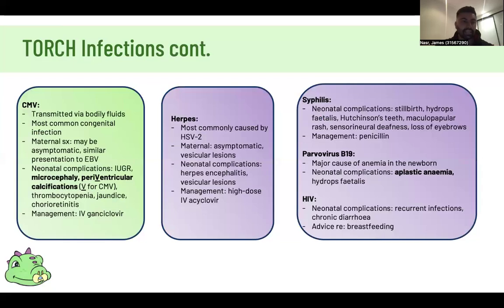Moving on to CMV. CMV is the most common of all these congenital infections. It's normally transmitted via bodily fluids, and your maternal symptoms, again, are very non-specific. It'll present similar to EBV or glandular fever, so fever, lymphadenopathy, maybe a rash. The neonatal complications, your main buzzwords here will be microcephaly and periventricular calcifications.